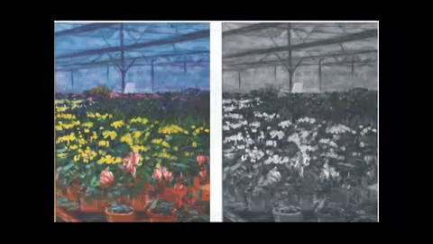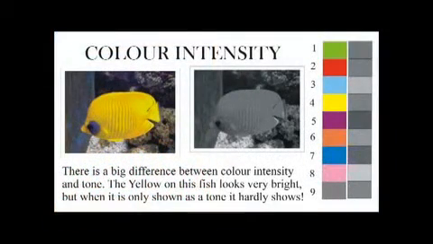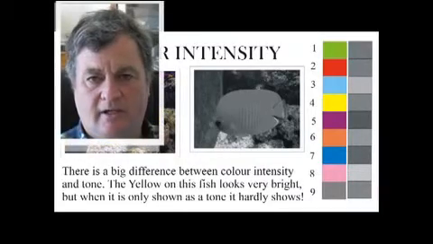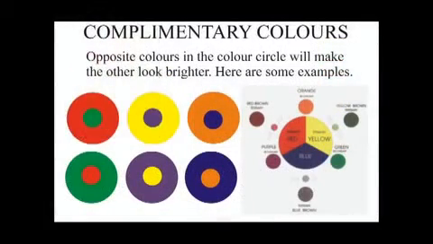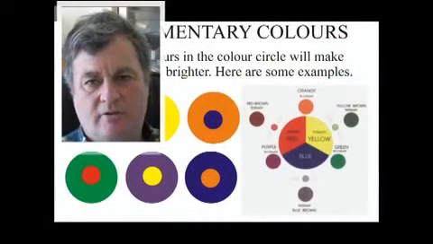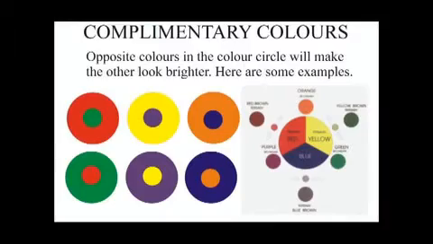When you see a very bright colour, that's colour intensity. It doesn't necessarily mean it's the same tone. The yellow, for instance, here looks quite bright. But when you see it as a tone, it's a dull grey. Tones and colour intensity are two totally different things. Complementary colour is also very important.